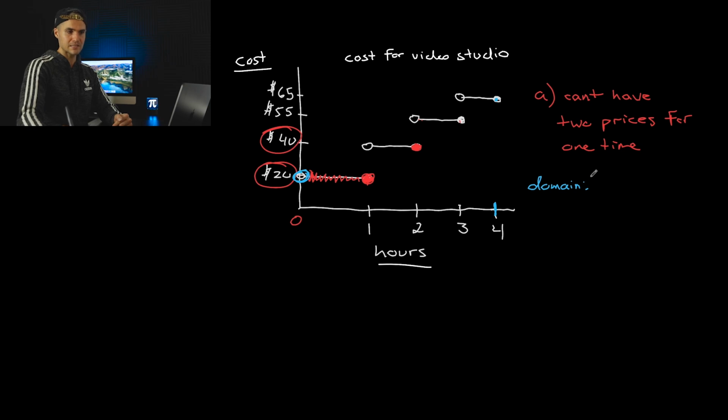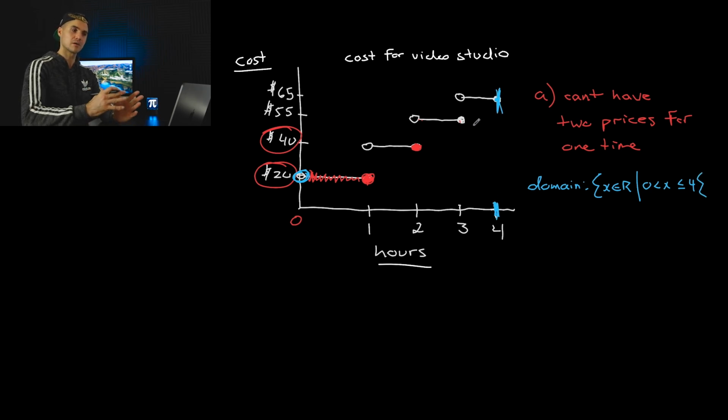And so the domain is basically all real numbers. Again, you don't have to put x, you could put t if you want. As long as it's greater than 0, not including the 0, because we can't rent it for 0 hours. So it's greater than 0, but less than or equal to that maximum value of 4. That's where it ends. That's the maximum number of hours that we could rent this studio for. So x is greater than 0 but less than or equal to 4. And then in interval notation, we would say it's from 0, because it's not including the 0, there's a parenthesis there, all the way to 4.